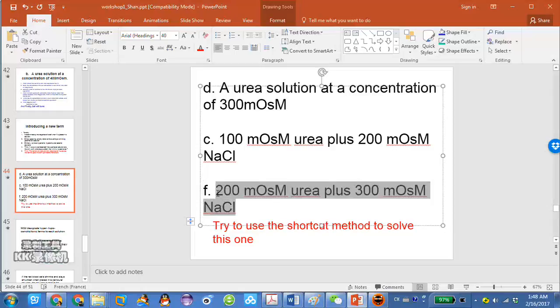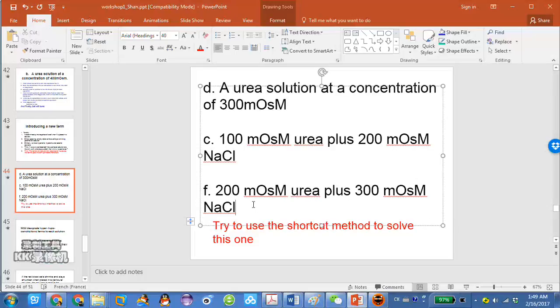Scenario F. The outside has a 500 milliosmolar solution. The inside is 300 milliosmolar. So we say that the outside is hyperosmotic to the inside. Since the cell stays the same when it's put into this scenario F outside solution, we say that the outside solution is isotonic.